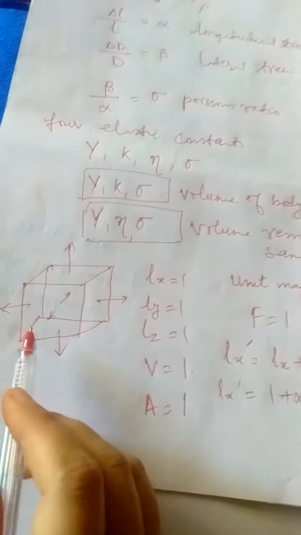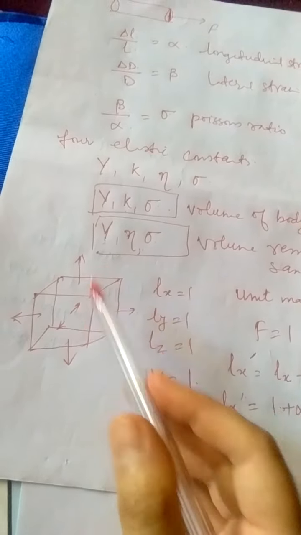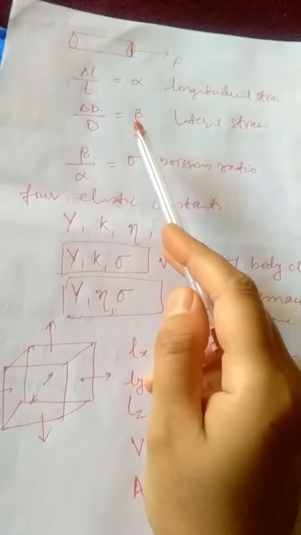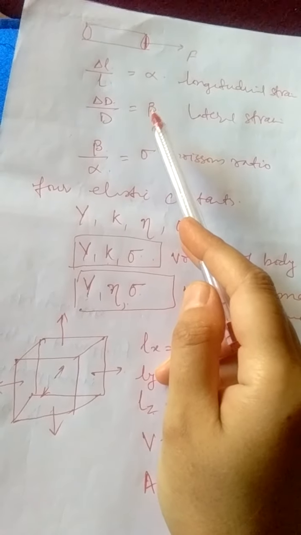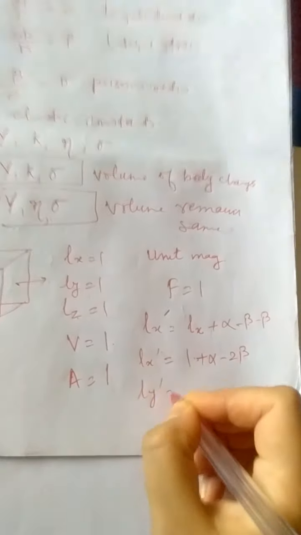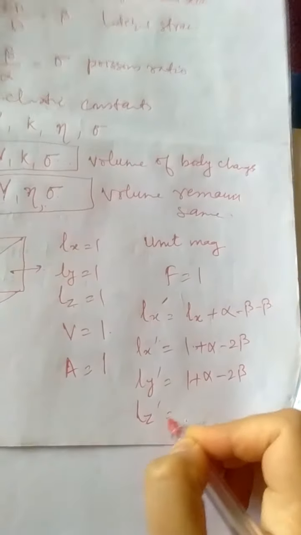Remember, I'm repeating it again, that by the application of forces, each length will get elongated along one direction, but it will get contracted along the other two directions on account of the forces that we have applied on the other faces. So the elongation will be represented by alpha, but the contraction along the other two faces will be represented by beta, right? So Lx dash will be 1 plus alpha minus 2 beta. Similarly, Ly dash will be 1 plus alpha minus 2 beta, and Lz dash will also be 1 plus alpha minus 2 beta. So if the original volume was 1, what is the new volume?